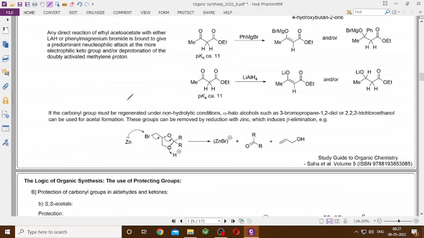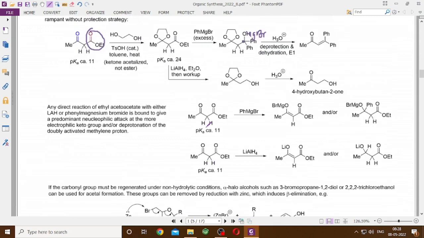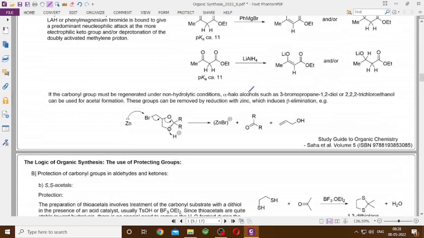Hydrolytic cleavage of cyclic acetals we have already discussed, but if you need to do reactions in a non-hydrolytic condition, then the acetal formation should be carried out with special alcohols like 3-bromopropane-1,2-diol or 2,2,2-trichloroethanol. These can be used for acetal protection. You can deprotect via a reductive workup with zinc, just as here you are seeing that it is giving rise to allyl alcohol and a zinc bromide kind of thing, and you have your ketone released in the reaction medium. But these are specialized techniques. I don't think you would be required to know this type of deprotection reaction where a zinc induced beta elimination is doing the job. For your course, this H3O+ deprotection is, I think, sufficient.